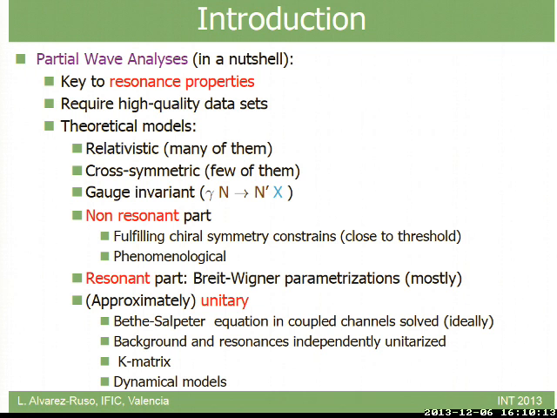In practice, there are many approximations. For instance, it's very common that background and resonances are unitarized separately, for instance using the K-matrix approximation. Actually, if you think of the unitarization as the resummation of loops of the two particles in the final state, like a loop of pion and nucleon, which is then resummed, the K-matrix approximation would correspond to taking only the imaginary part of those loops.